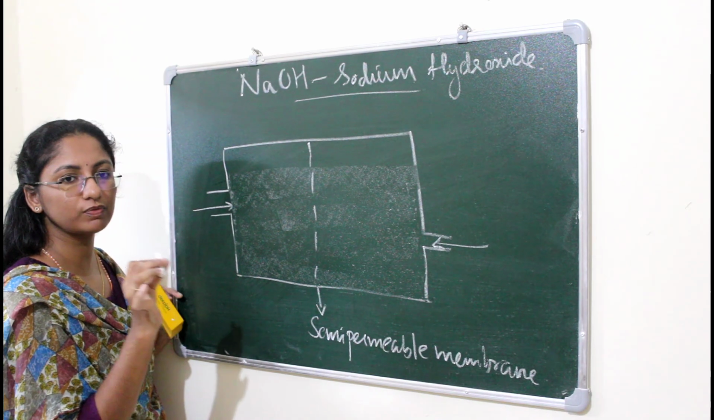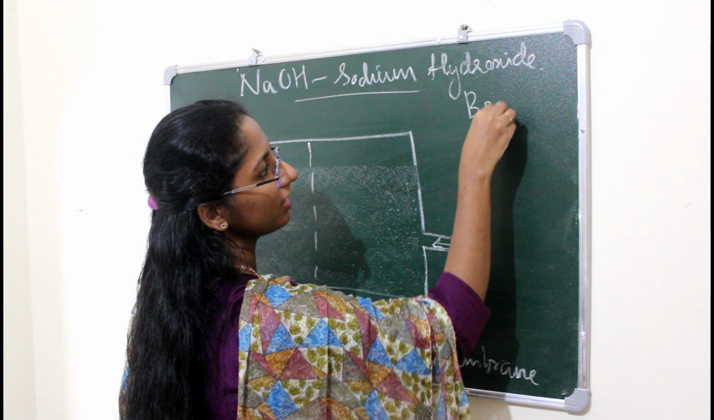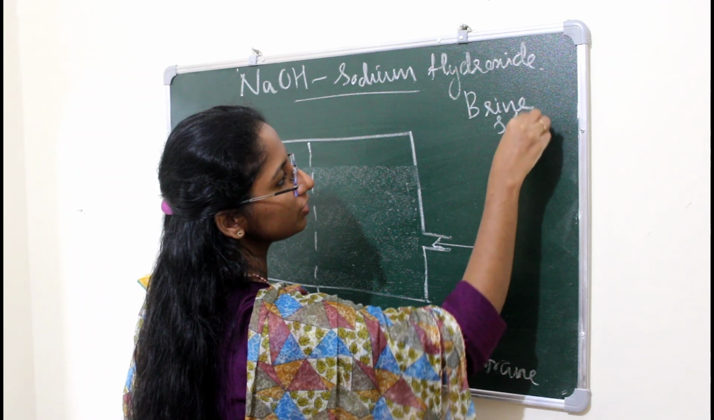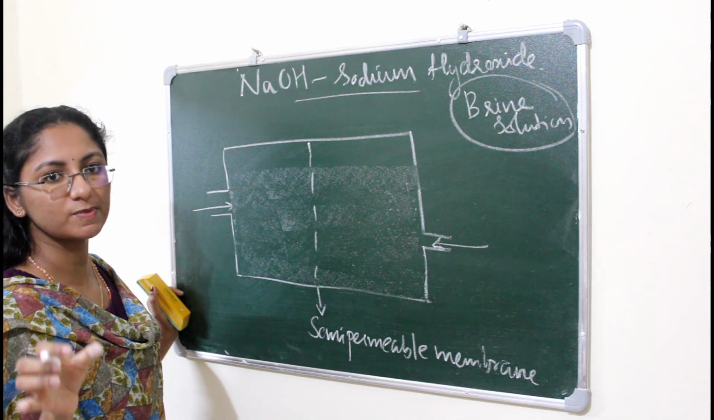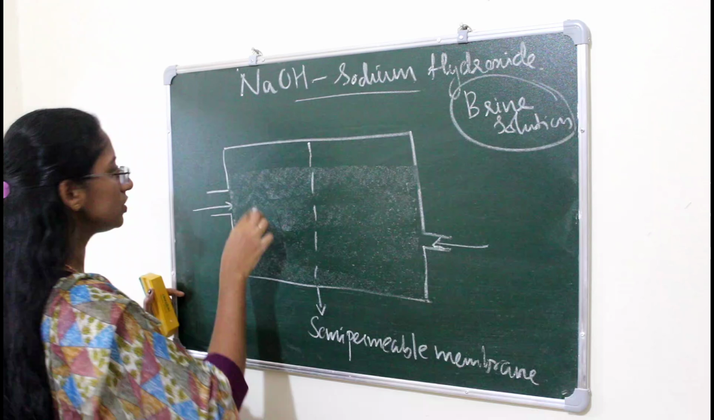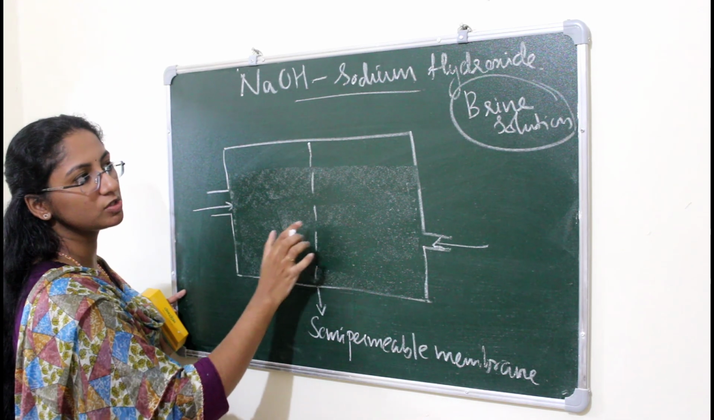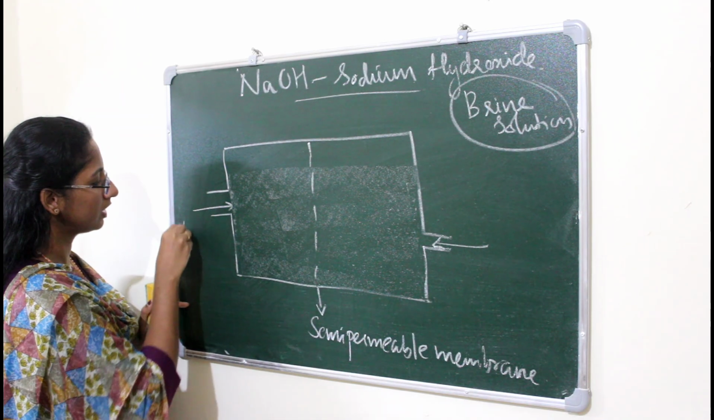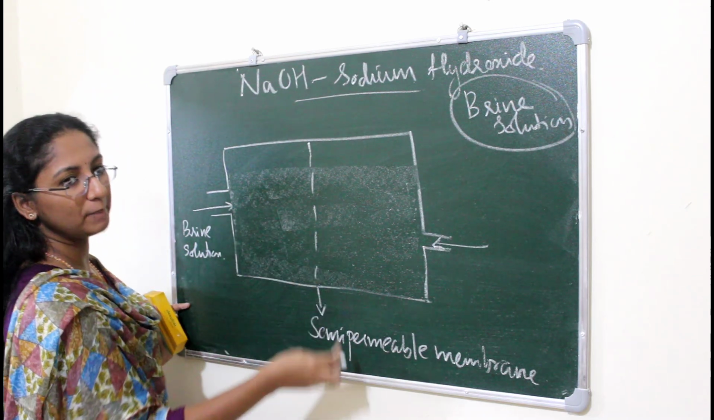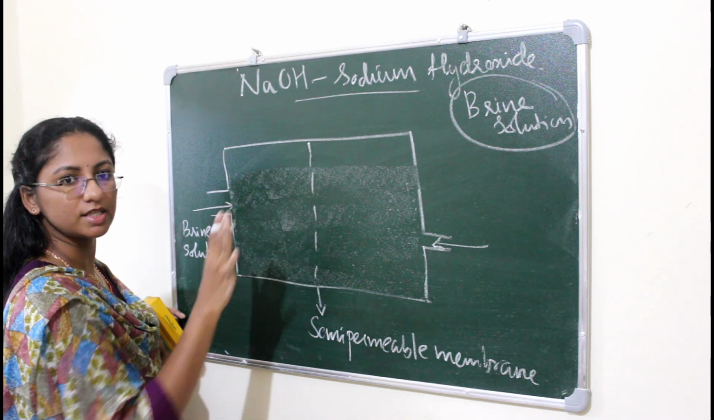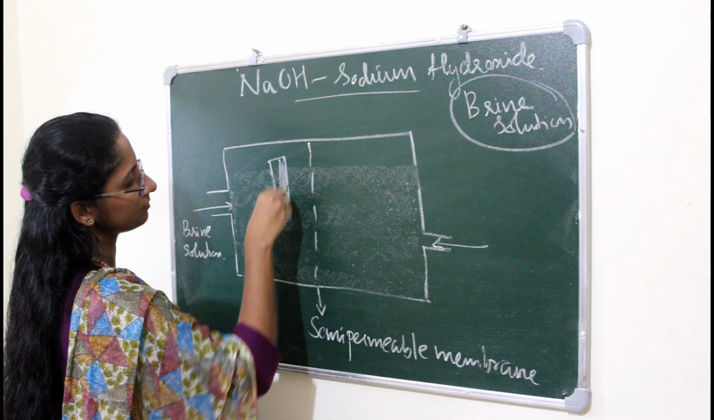This aqueous solution of sodium chloride we call brine solution. Actually, it is an aqueous solution of sodium chloride. So this container is separated by a semi-permeable membrane, and we are taking brine solution in these two sections. And we are placing two electrodes connected with a battery in this setup.